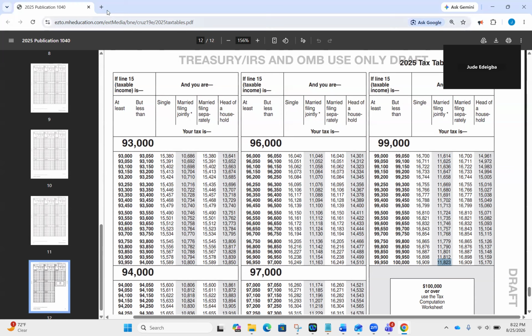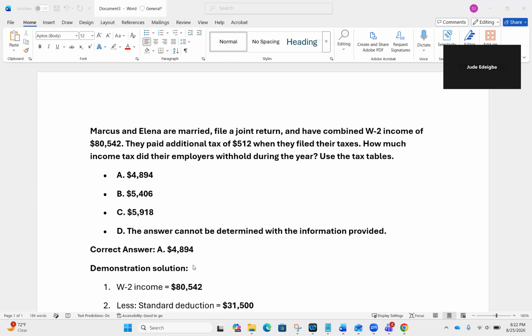Now let's look at the case study that I talked about. Let's say, for example, we have Marcus and Elena, who are married and they file a joint return and have a combined W-2 income of $80,542. They paid additional tax of $512 when they filed their taxes.